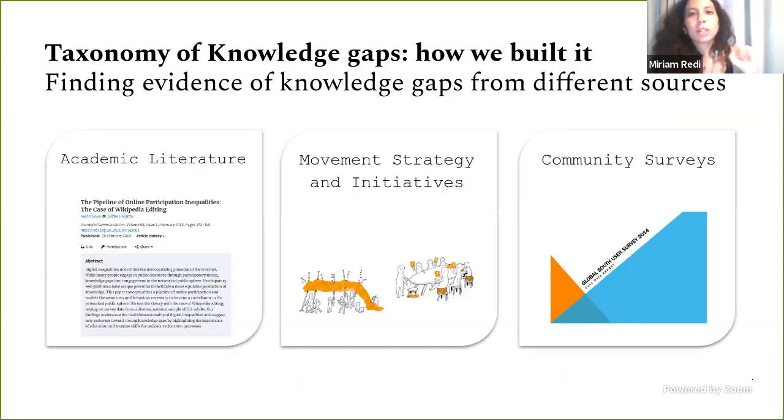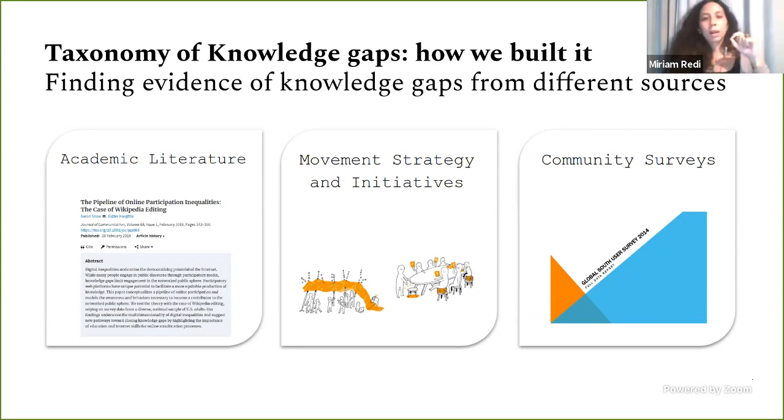Just to mention a little bit the type of literature that we are looking at when we develop this taxonomy, there are three main types of sources that we analyze to identify knowledge gaps. The first one is academic literature. We look at what researchers in academia have studied in terms of knowledge gaps in Wikimedia spaces, from computer science to communication sciences and social sciences.